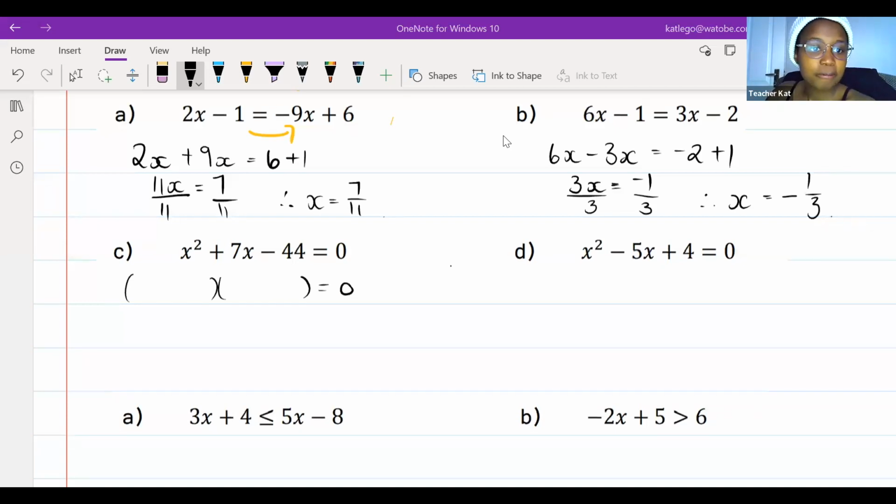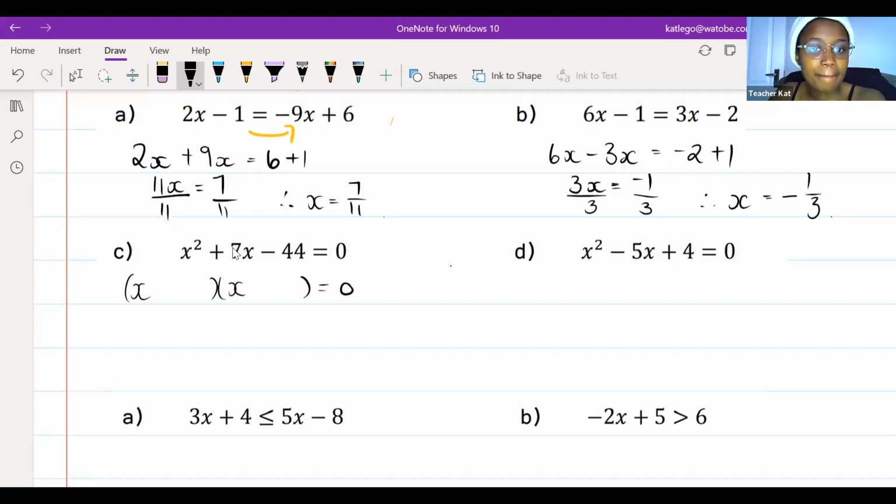We times x squared and -44. We look for their factors. Okay. And what are the factors of x squared? It's x times x. Okay, let's go to -44.